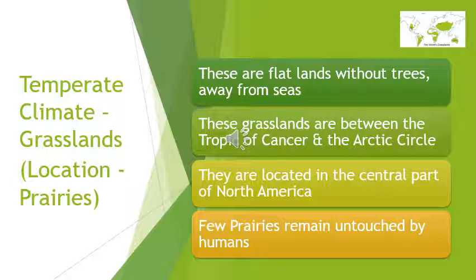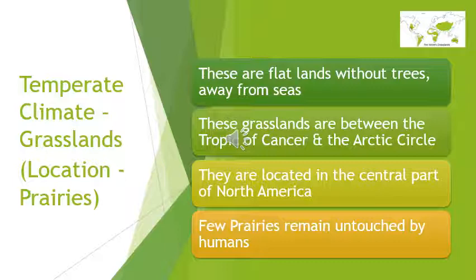The prairies are the grasslands of North America. These are flatlands without trees. The major grasslands in this region are the Great Plains of the Midwest. These areas are located away from the seas. The grasslands are found between the Tropic of Cancer and the Arctic Circle in the north and the Tropic of Capricorn and the Antarctic Circle in the south. They are located in the central part of North America.